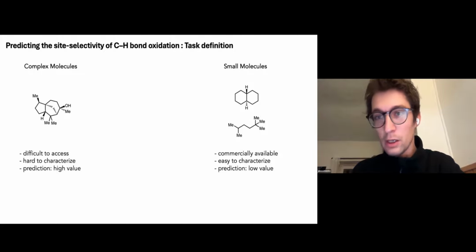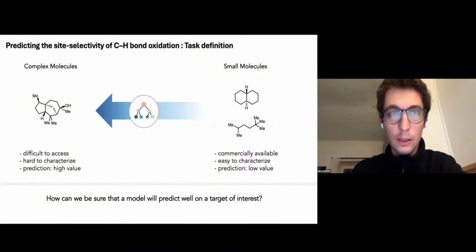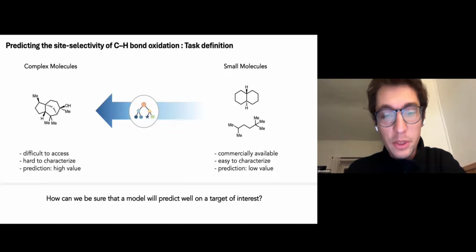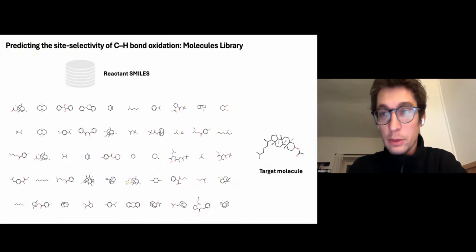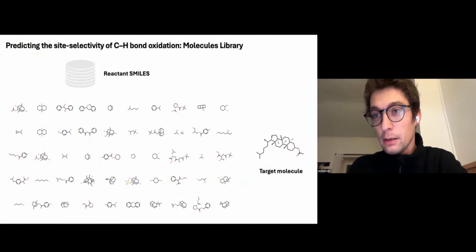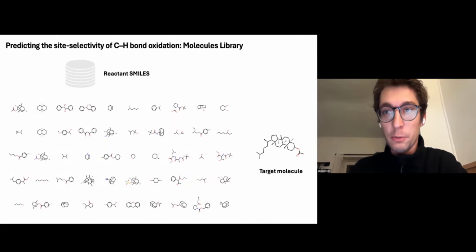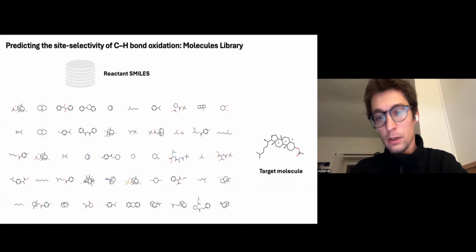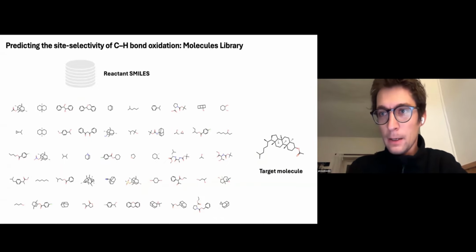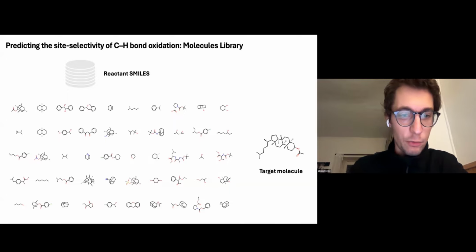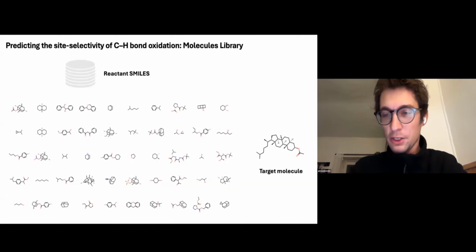So the question is how we go from small molecules to complex molecules, and how can we be sure that a model would predict well on a target of interest. So the first thing we did is we started with the first step, which is defining our task, and then we enumerated the library of reactants we can have. So that's an example of data we extracted from the literature with reactants on which you can perform CH oxidation, and that's an example of a target of interest.